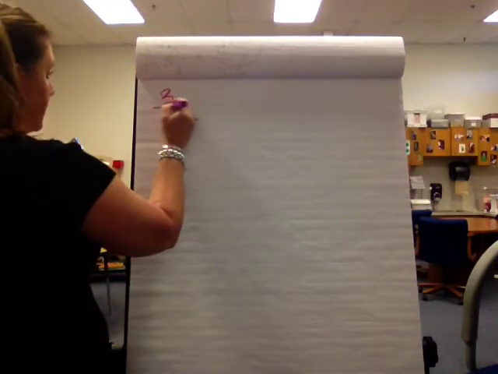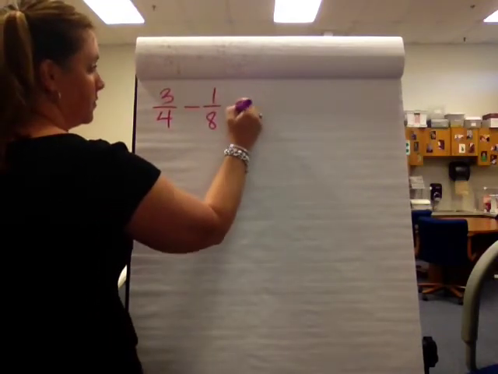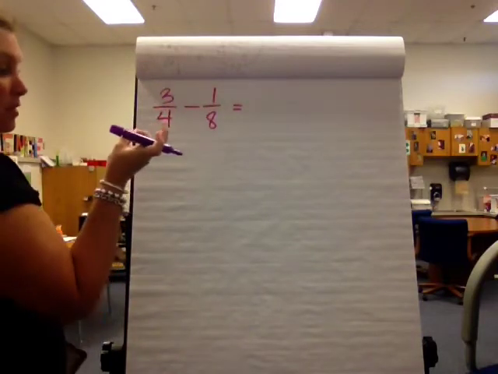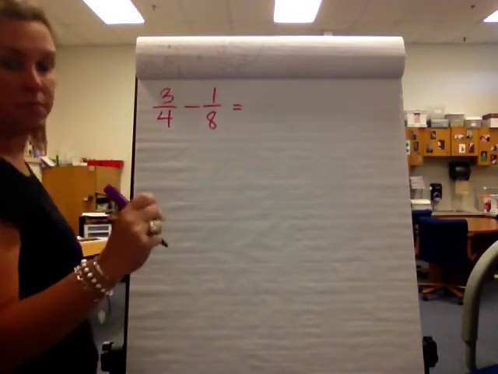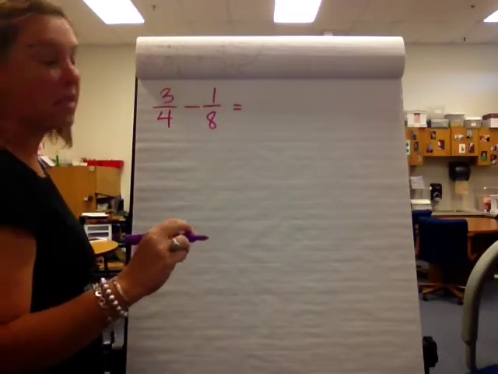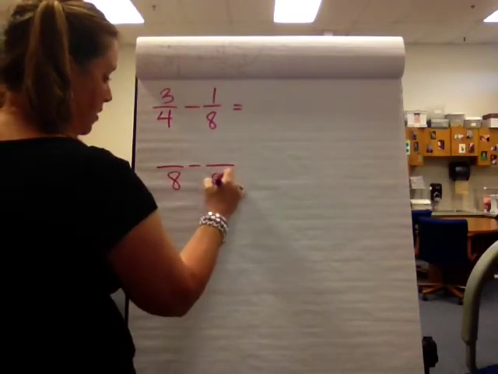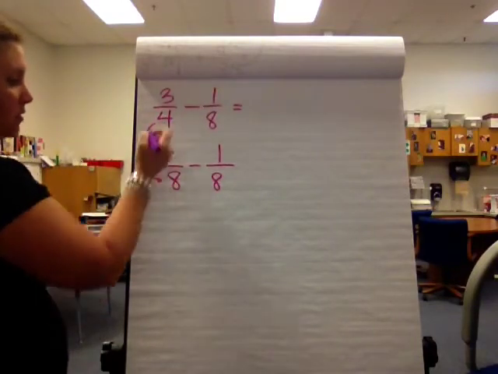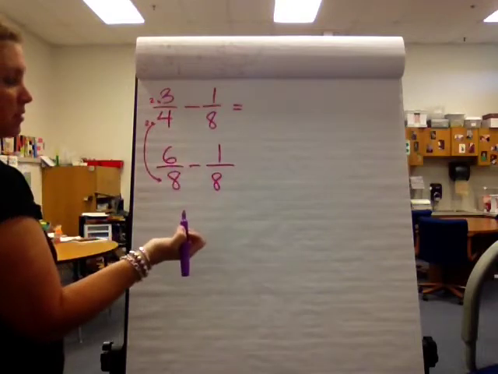Okay, let's look at number 4. Same thing. 3/4 minus 1/8. Look at my smallest number. Can I make my smallest number into my biggest? Can I make a 4 into 8? Yes, I can. Good job. This one is going to stay the same. What did I do from 4 to 8? Times 2. Therefore, 3 times 2 is 6.